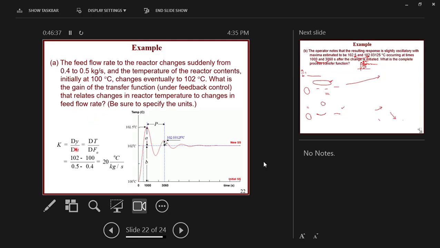K is delta Y over delta U, which is delta T over delta F, the flow rate. So 102 minus 100 divided by 0.45 minus 0.4, this is equal to 20. We need to be very careful in stating the units. The numerator has temperature unit, and the denominator has mass flow rate unit. So we have calculated the gain from the response of the process.